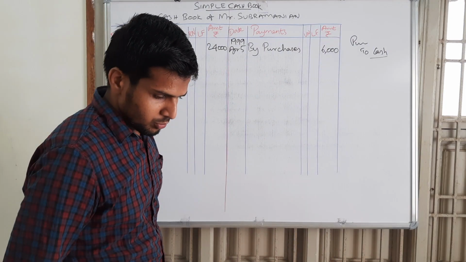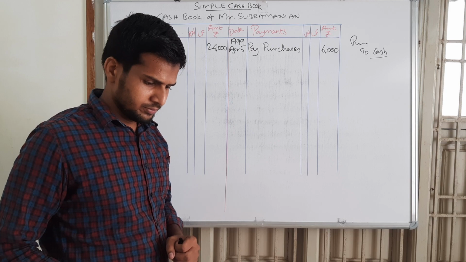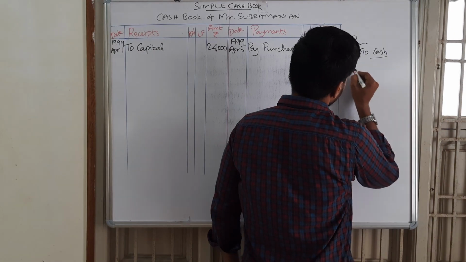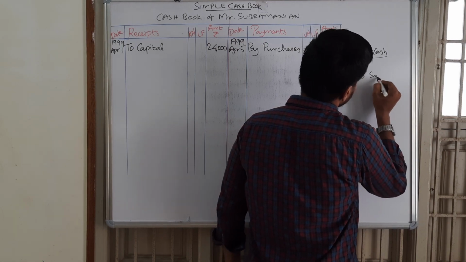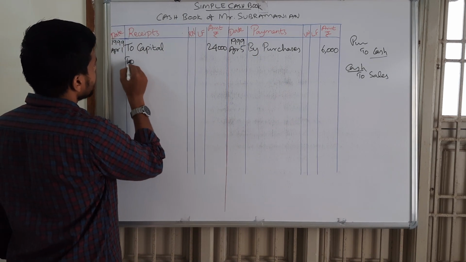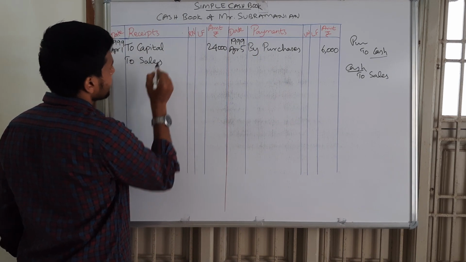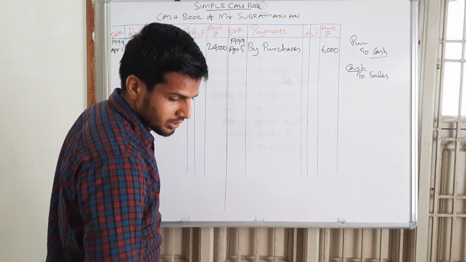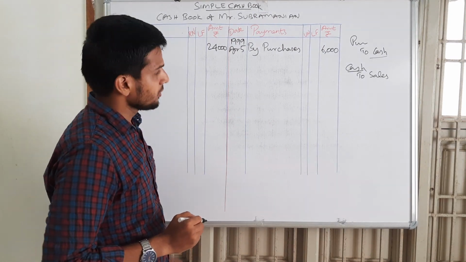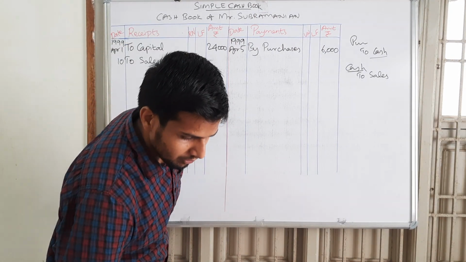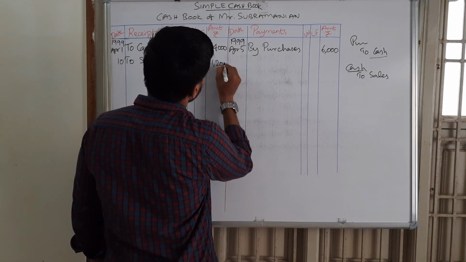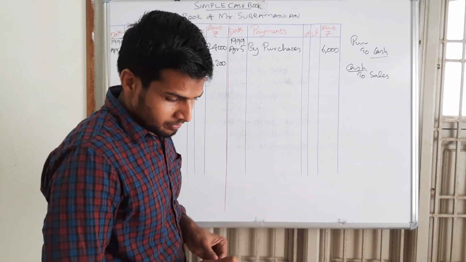Right. Next we move on to April 10. Goods sold for cash. So goods sold for cash means cash account to sales account. Here cash account got debited, so we need to write as to sales. Right. What is the date? April 10. So the date of the transaction is April 10. So to sales rupees 11,200. Okay. 11,200.